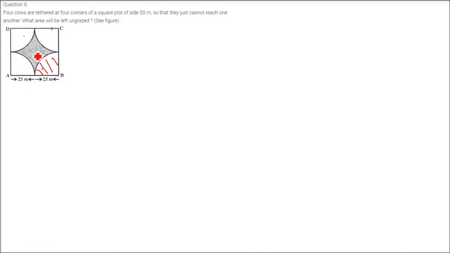So this area, this area, this area, this area will all be grazed. Means they will eat the grass here. But this region will not be. This region will be left. So what we have to find out is the area of the square minus the area of these four quadrants. And we already know the area of four quadrants: when the radii are the same, they are going to be pi r square, the area of a circle.